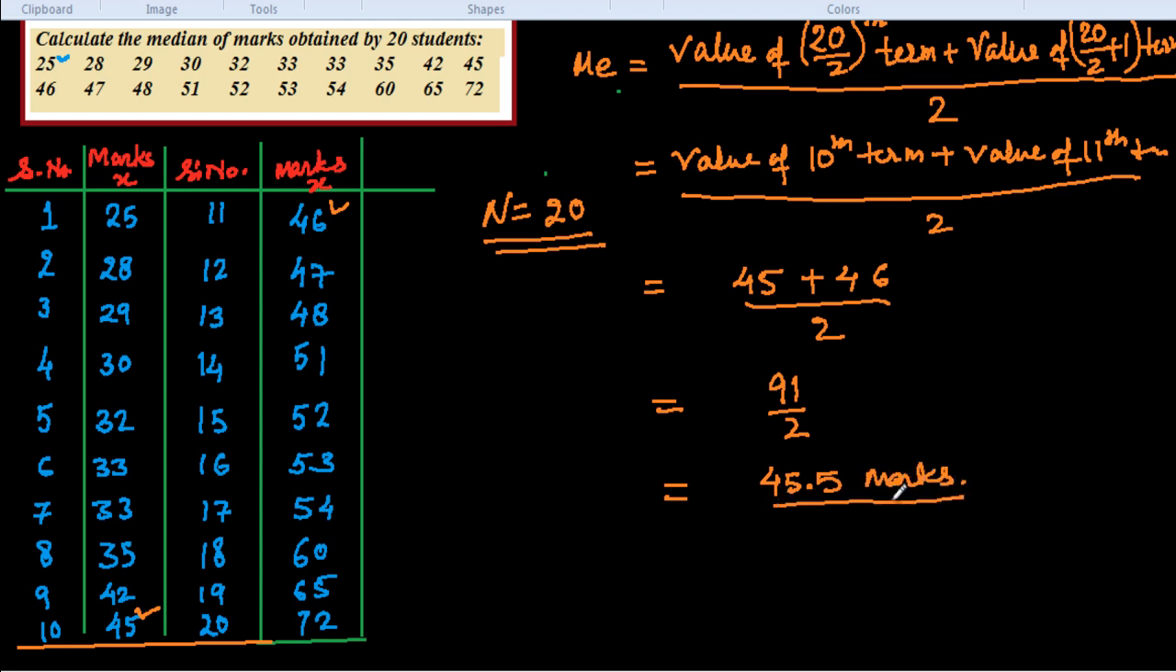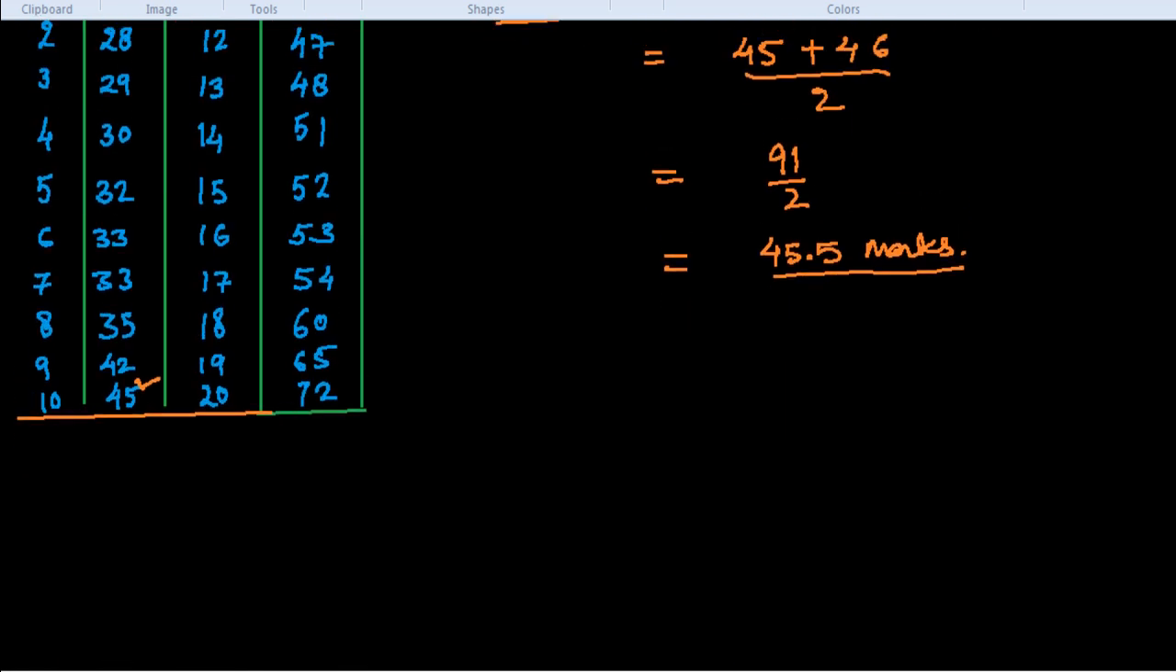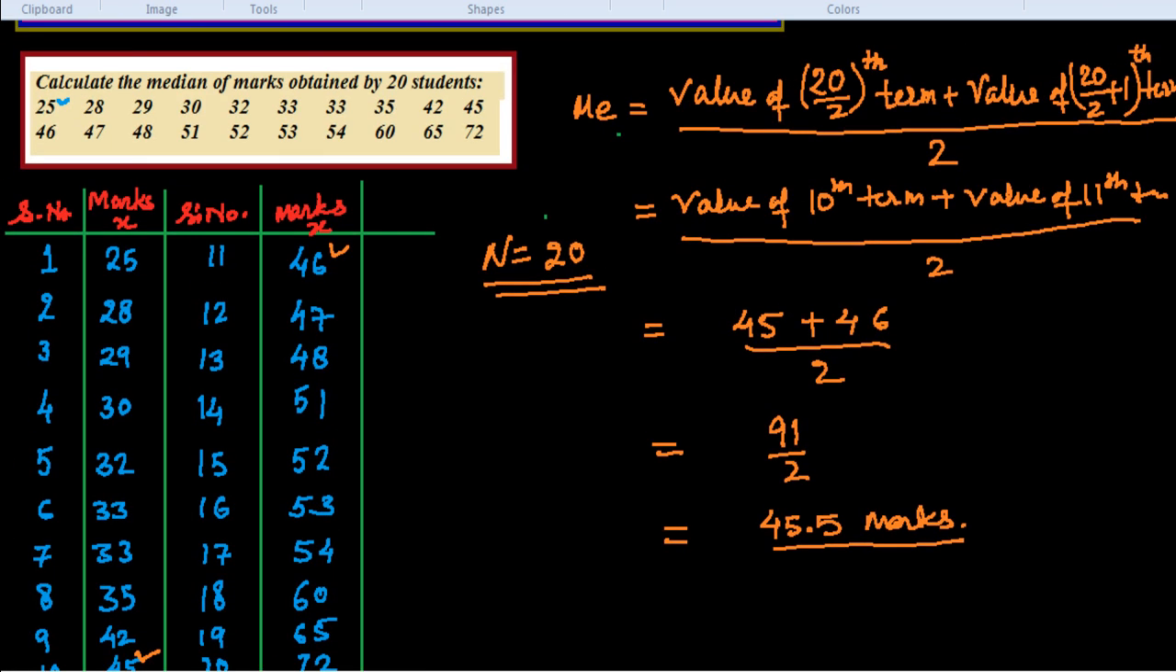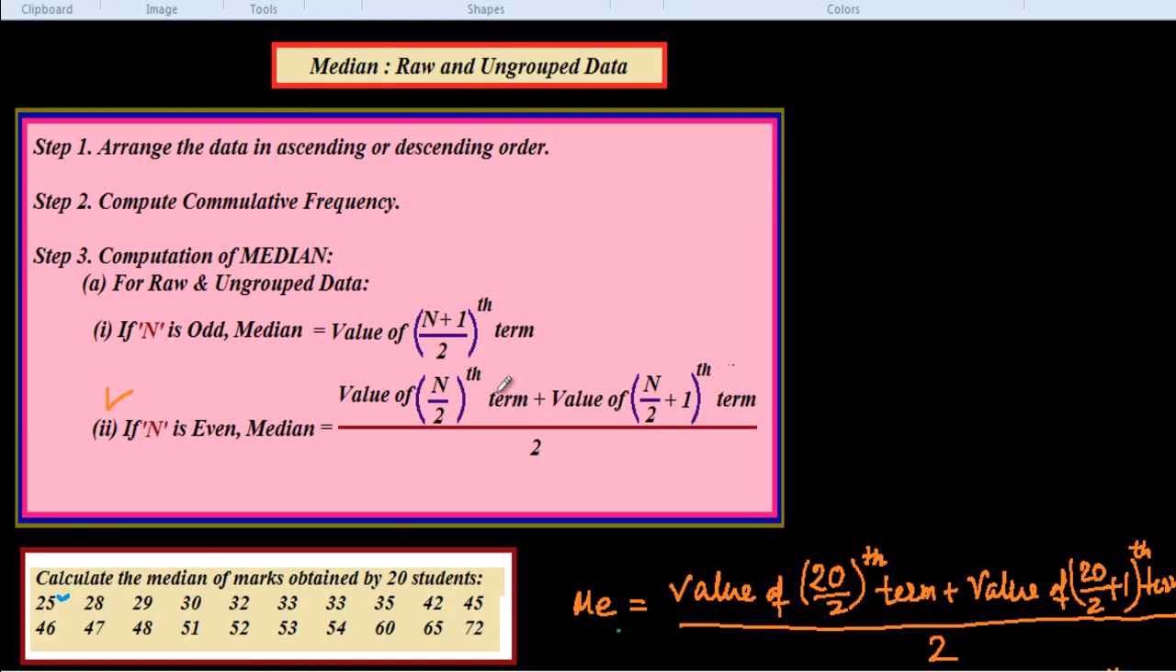This would be the median marks of the students of this class. In this way, we could find out the median of raw data. If the raw data is even, then we have to put in this formula. Otherwise, if the total number of data is odd, then we have to put in this formula. So this is a way to find out the median.